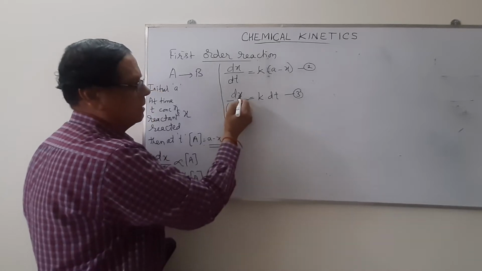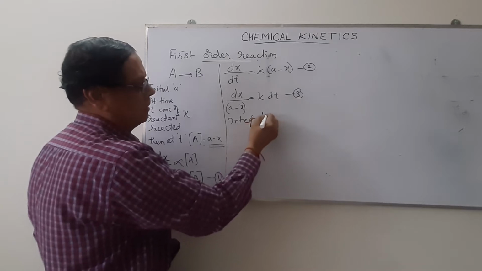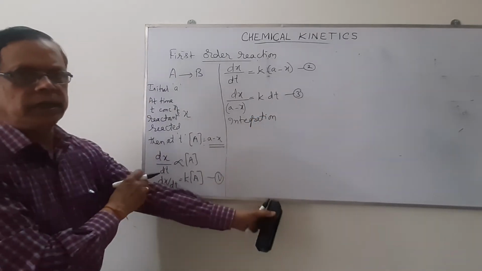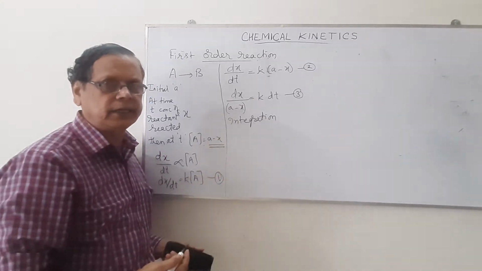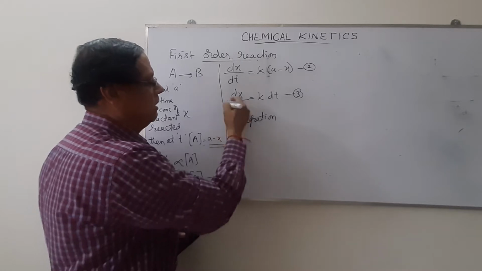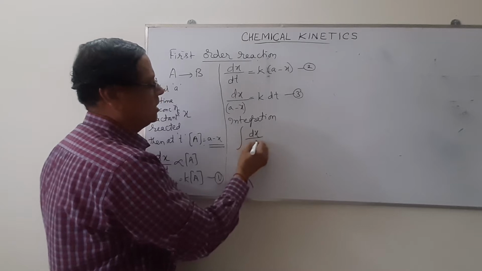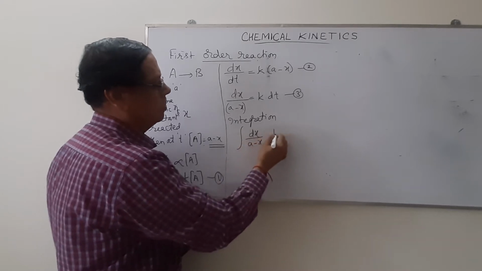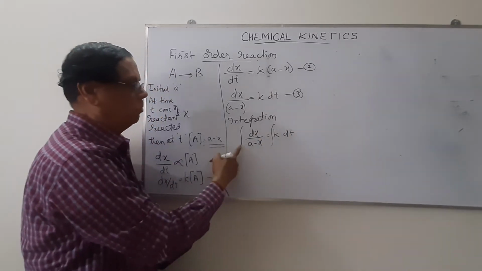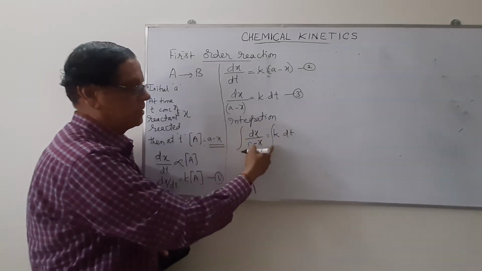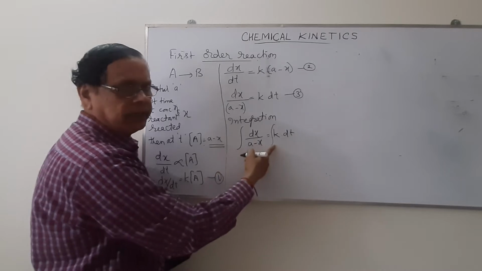Now you consider integration of this equation 3. In mathematics, there are two types of integrations. One is called definite integration, the other one indefinite integration. Definite integration has got the limits, but we are doing only indefinite integration, that is, integration of dx by A minus X is equal to integration of k into dt. If you substitute lower and upper limits in both the cases, then we will be having definite integration. But we are doing indefinite integration.